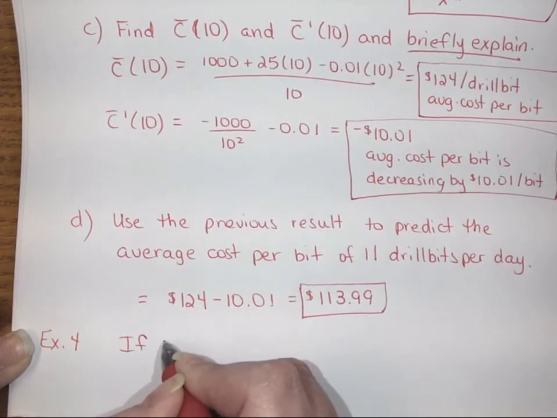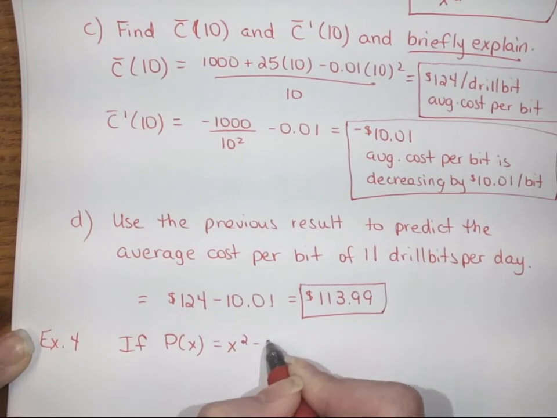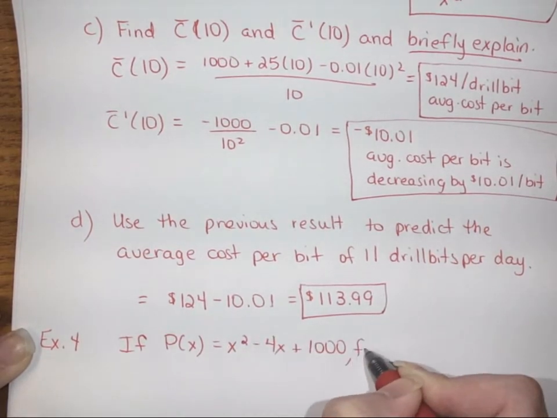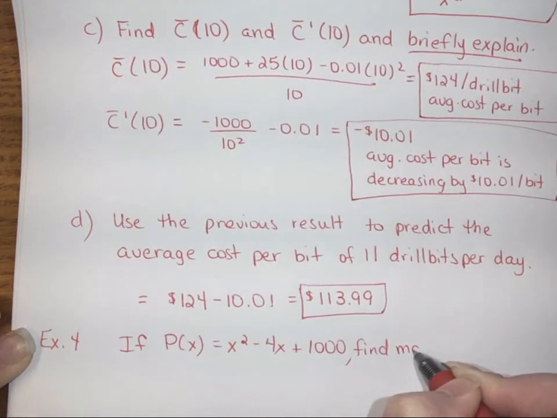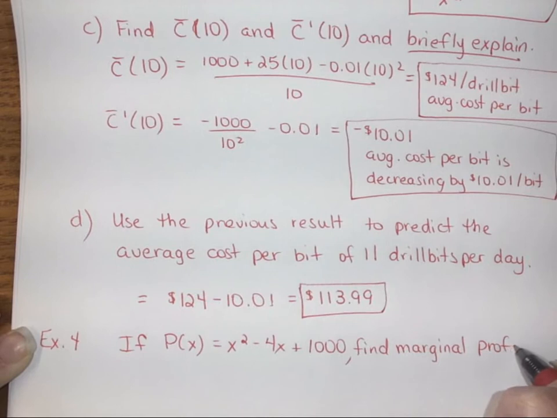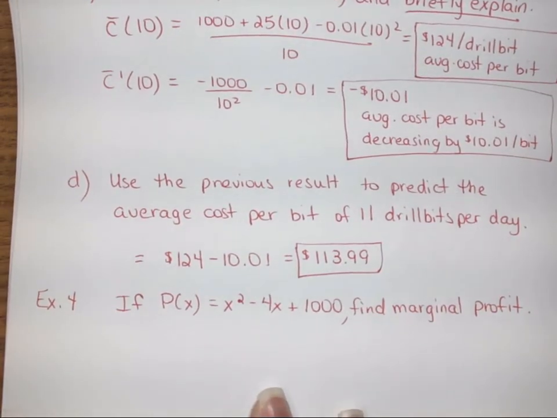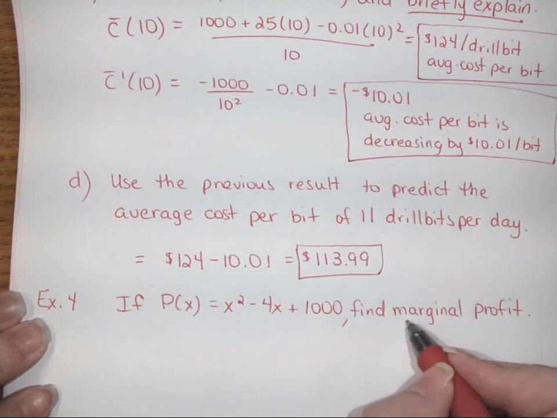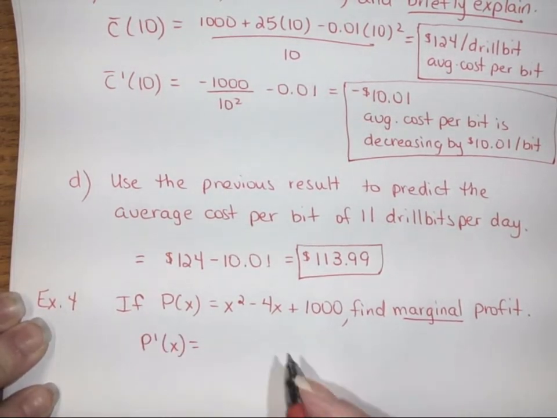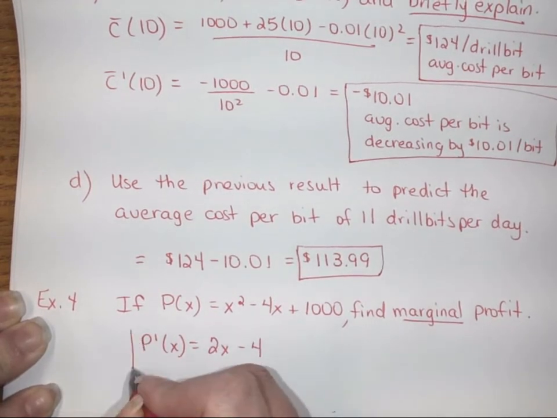All right, so let's do maybe a quick profit question. Really, this is just seeing, do you know the new notation or not? So if I ask you to find the marginal profit, and profit is x squared minus 4x plus 1,000. When you see the word marginal, you need to think to yourself, I need to find the derivative, okay? So the derivative of this would be 2x minus 4, okay?